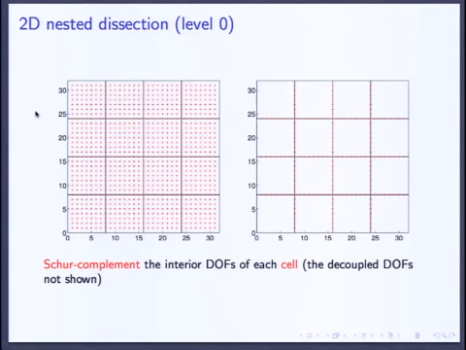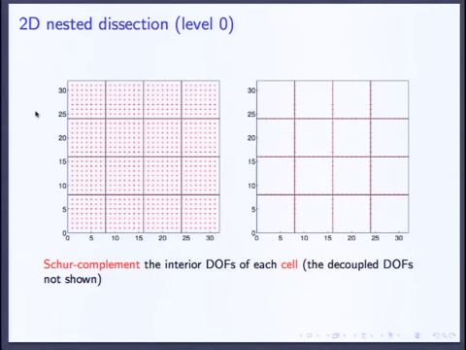Okay. So here, what I showed is a schematic of the result of the Schur complement. This is my domain. This is not my matrix. And you see that all the red dots inside the cells have been eliminated, decoupled. So I'm not going to show them in the figure on the right. In the figure on the right, I only show the degrees of freedom that have yet to be decoupled. These degrees of freedom are still coupled together.